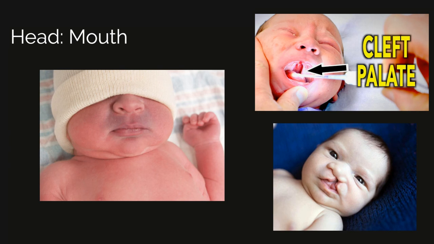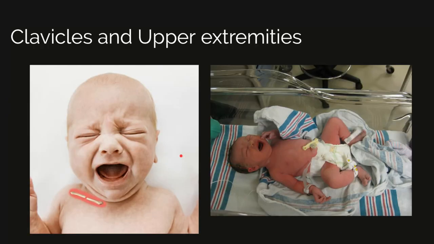Some clefts extend from the hard all the way to the soft. Some only affect the soft palate, but it's important to assess for that because otherwise we can have aspiration. This is a cleft lip. Cleft lips are obvious. You will not miss a cleft lip. If it's there, you'll see it. And sometimes you'll get the information ahead of time from ultrasound findings if the baby has a facial cleft.